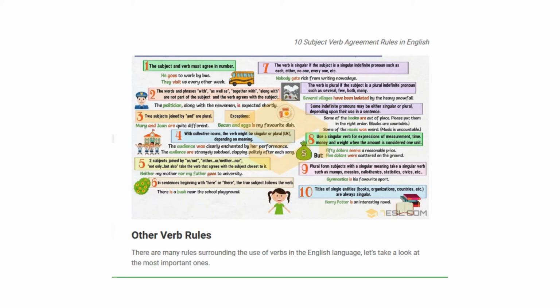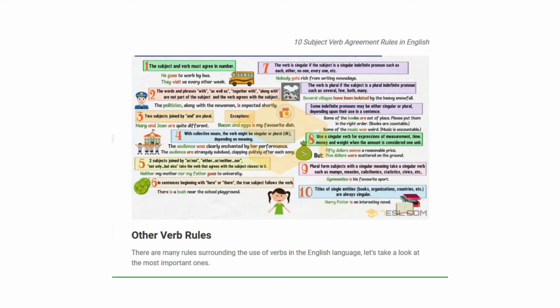Number 6, in sentences beginning with here or there, the true subject follows the verb. There is a bush near the school playground. Number 7, the verb is singular if the subject is a singular and definite pronoun, such as each, either, no one, none, everyone, etc. Nobody gets rich from writing nowadays.